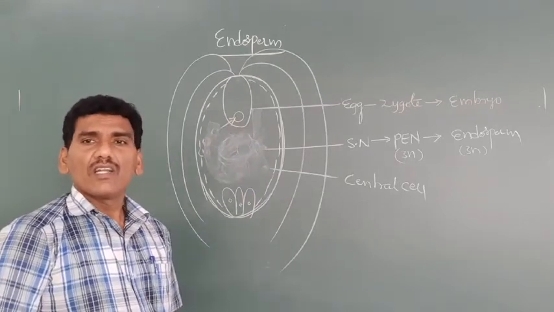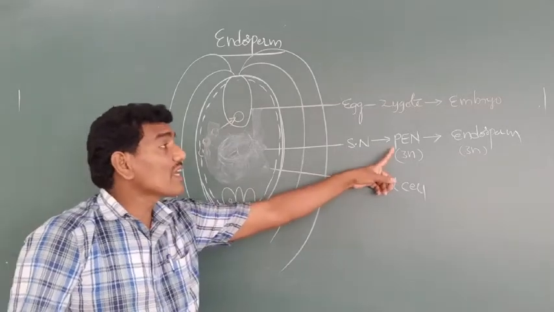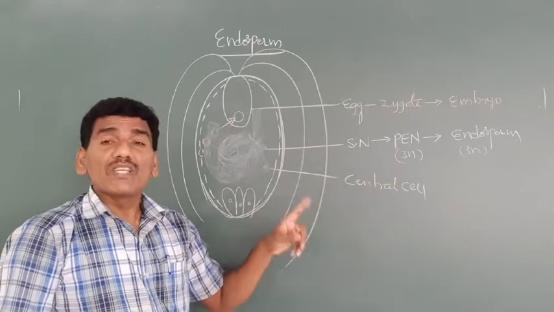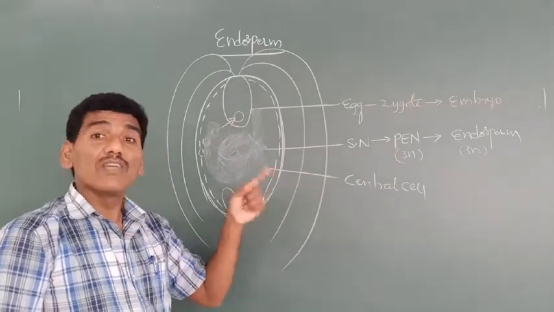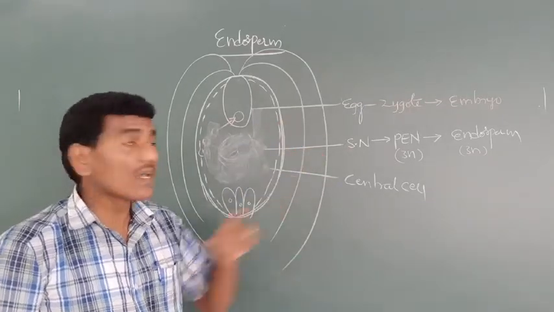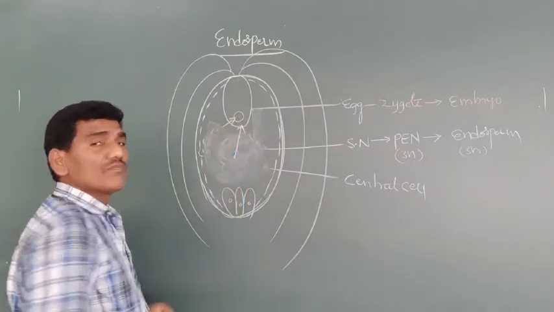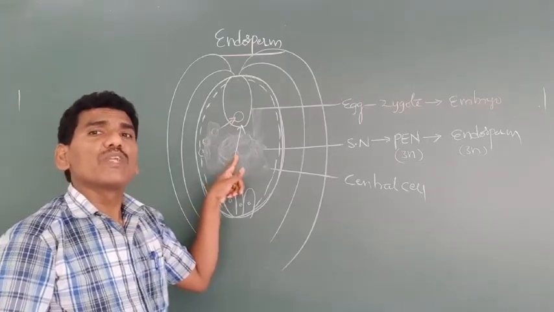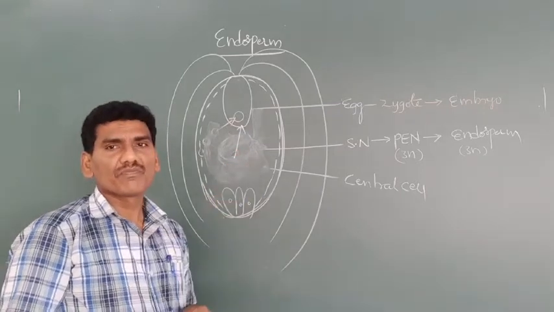Endosperm is a nutritive tissue that develops from the primary endosperm nucleus. It is mainly helpful for nourishing the developing embryo in angiosperms. It is a triploid nutritive tissue.